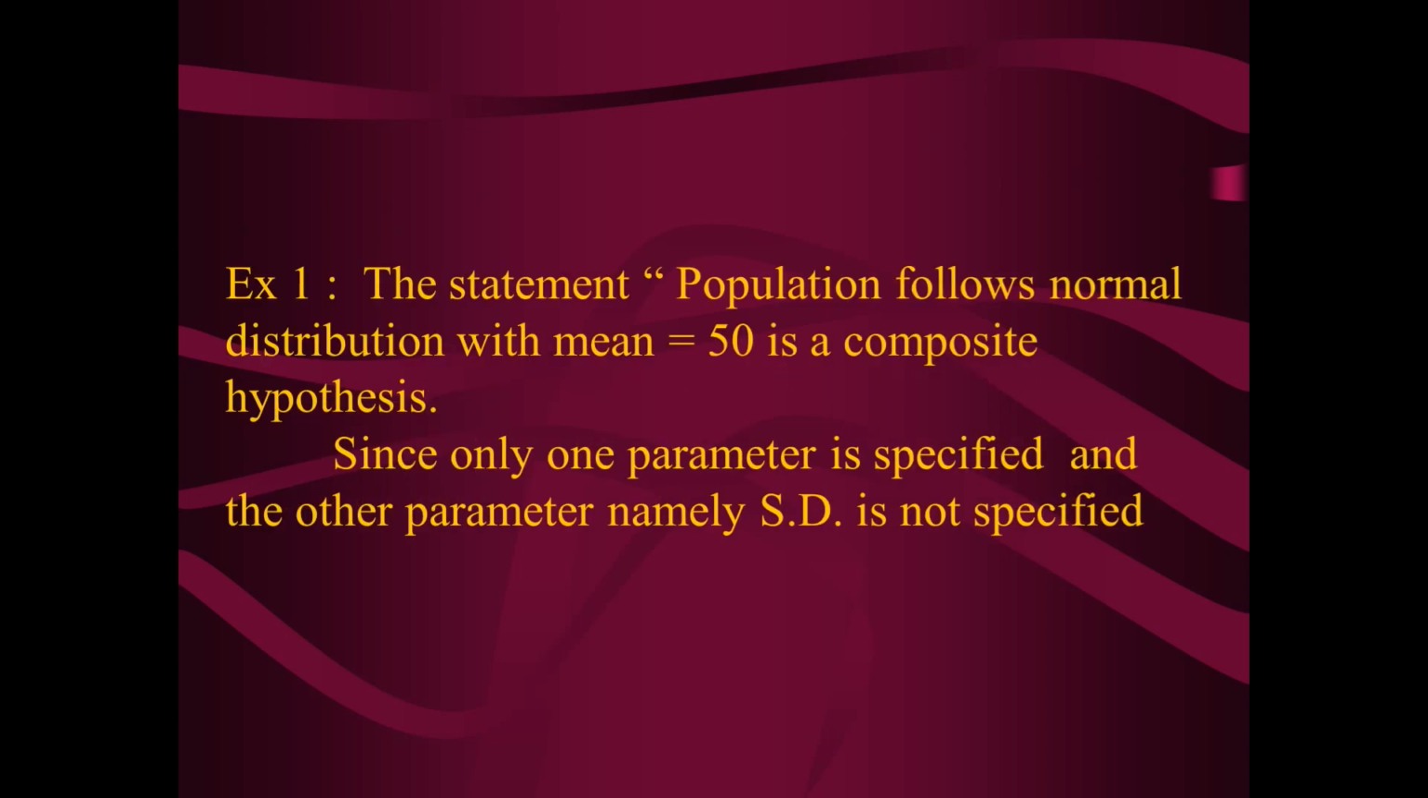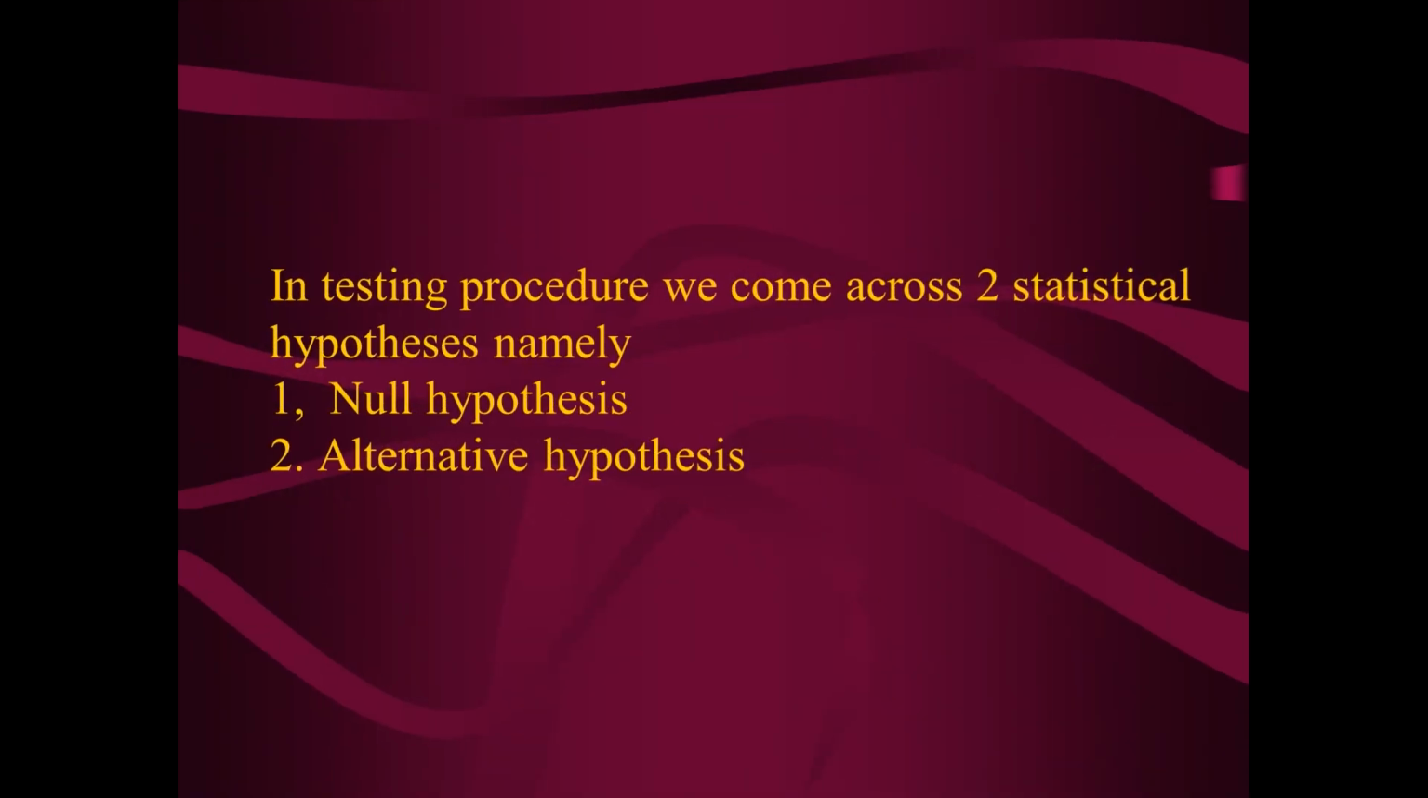For example, the statement that the population follows a normal distribution with mean equal to 50 is a composite hypothesis, since only one parameter is specified and the other parameter, namely standard deviation, is not specified. Further, in the testing procedure, we come across two statistical hypotheses, namely null hypothesis and alternative hypothesis.